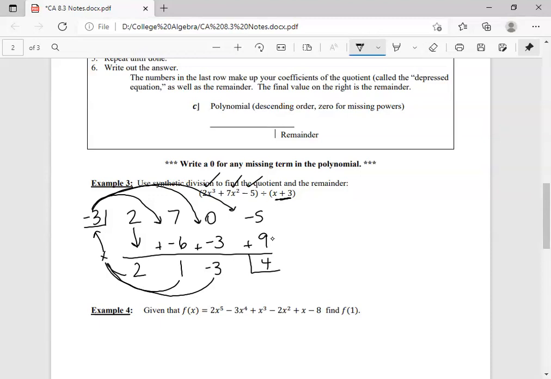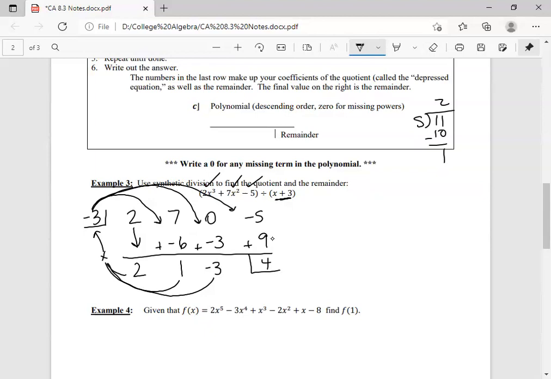Just like if you said, how many times will 5 go into 11, right? 5 will go into 11 2 times. 2 times 5 is 10. When you subtract that, you got a remainder of 1. So we have a remainder of 4.